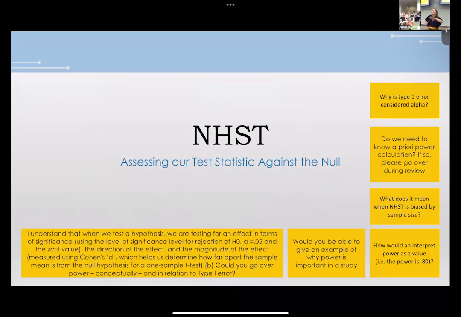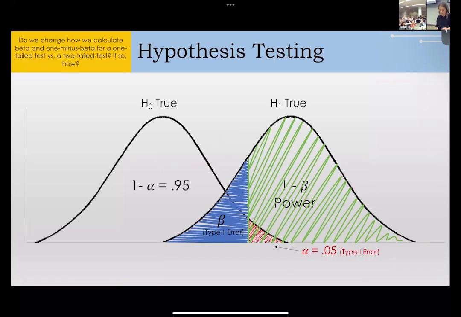The NHST questions don't really belong on one slide, so I just dumped them on the title slide. So, why is the type 1 error considered alpha? Love it. Do we need to know a priori power calculation? No, but you definitely need to know that it is an a priori thing, and we'll get to that. What does it mean when we say NHST is biased by sample size? We'll get there. How would we interpret power as a value? Would you be able to give an example of why power is important? Sure. Can you go over power conceptually and in relation to type 1 error? Sure. Do we change how we calculate beta and 1 minus beta for a 1-tailed test versus a 2-tailed test?